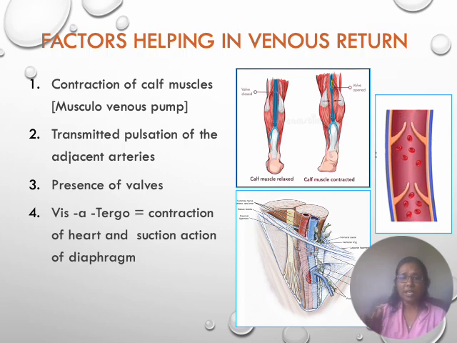But what happens in a recumbent position? That is, when we are lying down. That is what we call the vis a tergo. The contraction of the heart and the suction action of the diaphragm, especially during inspiration, are enough during the recumbent position to draw the venous blood from the lower limb towards the heart.